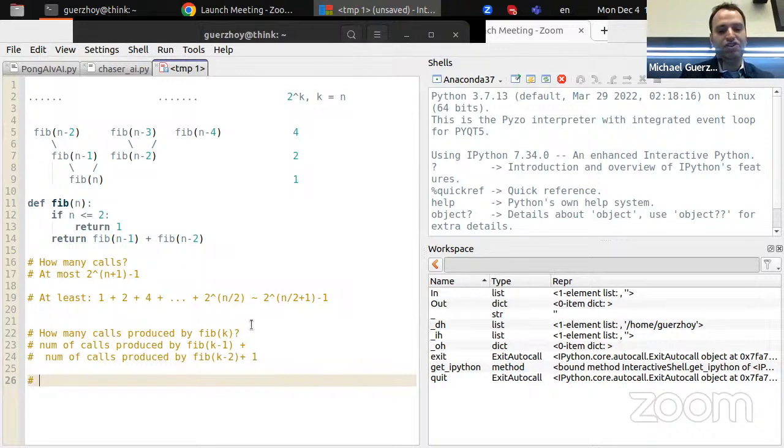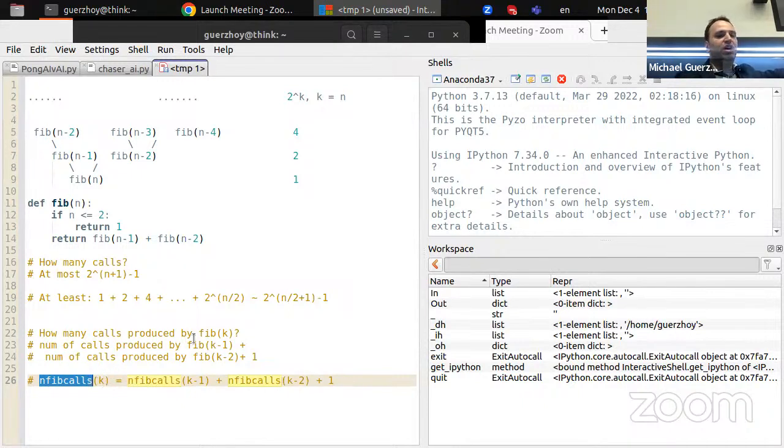if I have a function that I'll name n fib calls of k, that's the number of calls produced by fib of k, well, that would be n fib calls k minus 1 plus n fib calls k minus 2 plus 1. Right? So this is like a mathematical function that's the number of calls that's produced by fib of k. And I'm saying, like, mathematically, what's that function?